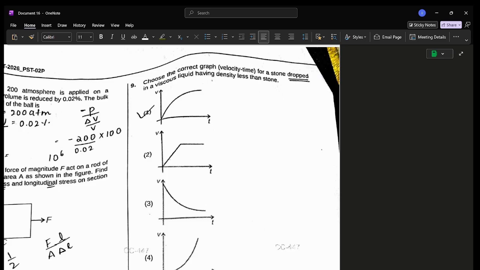But I do have that question paper, but I don't think I'm going to go to the question paper right now. I will get it through the internet, but there is also a question where they could ask viscosity if the ball is thrown and not dropped. And also another important piece of information they've given is viscous liquid having density less than stone. I think that is also something we need to focus on.